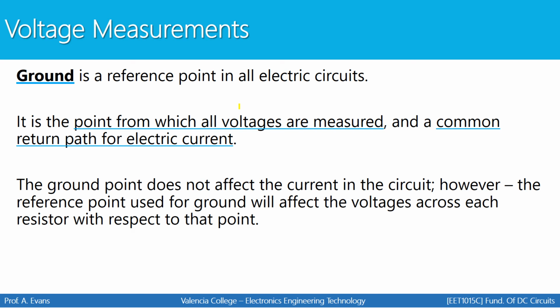Current has to have a closed path on which to travel. Your ground is your point at which the current that has entered your circuit returns from where it started, thus completing that path for your circuit. The ground point does not affect the current in the circuit. However, the reference point used for ground will affect the voltages across each resistor with respect to that point.